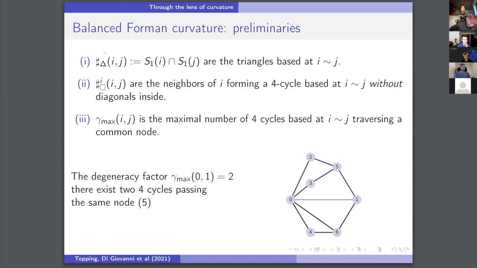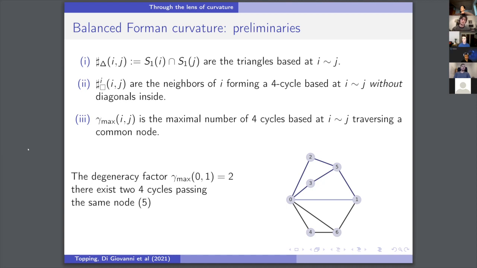Okay, sorry about that. So I'm going to do some notation. These are not crucial, but what we care about is the number of triangles at a given edge. This is just the intersection between the neighborhoods of i and j. Then the number of 4-cycles based at a given edge, without counting diagonals inside, because we don't want to overcompensate for triangles. And then there is this nasty guy, which is a bit technical, and the reason it comes out is that it allows us to derive a nice comparison with Ollivier curvature. But essentially what this object is measuring is the degeneracy of 4-cycles.